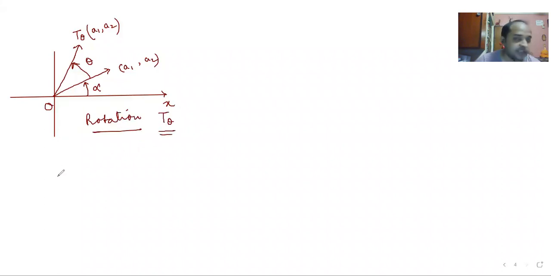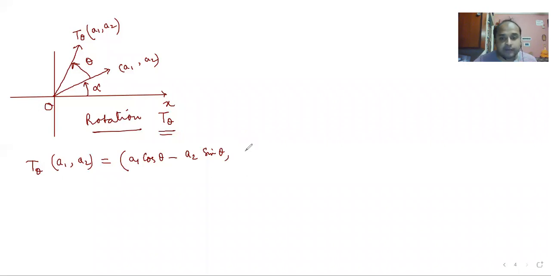And this rotation transformation has been beautifully explained in the book as example 2. The rotation transformation is given as T theta of a1 comma a2. If you read it, you will understand. It is a beautiful example. The transformation is given by a1 cos theta minus a2 sin theta, and a1 sin theta plus a2 cos theta.